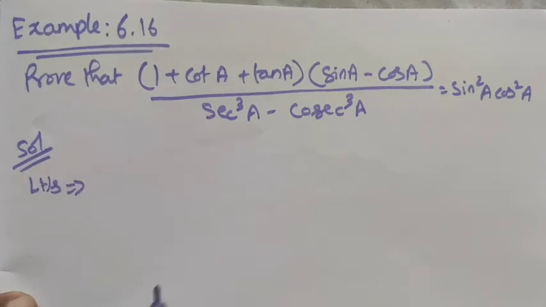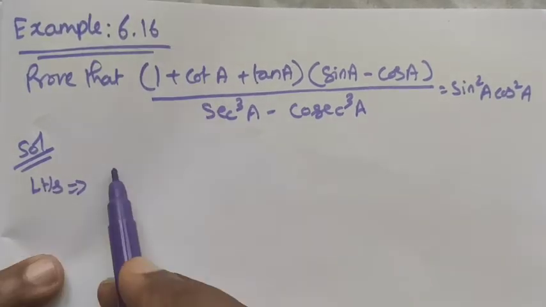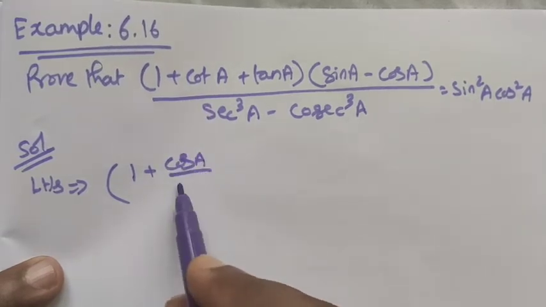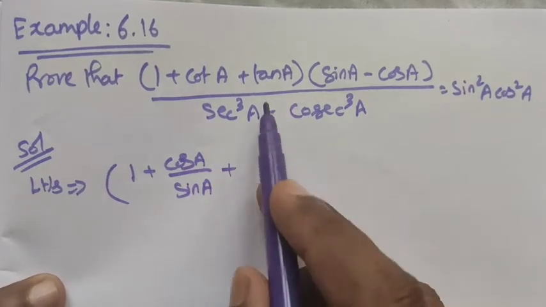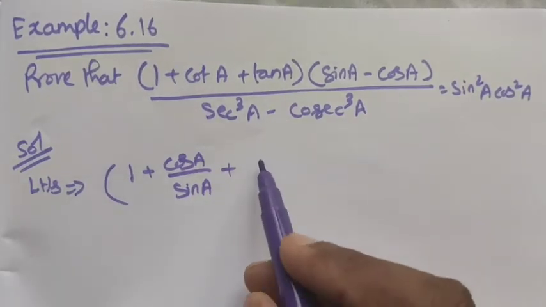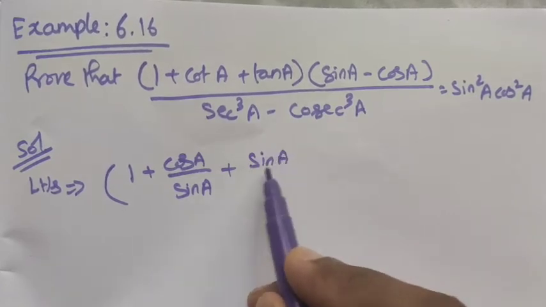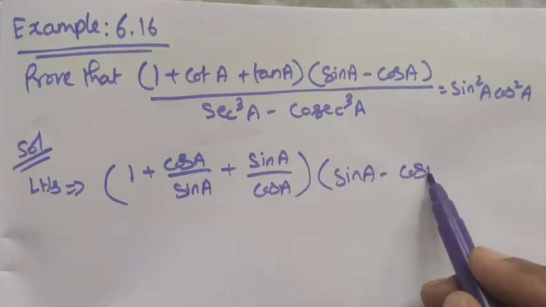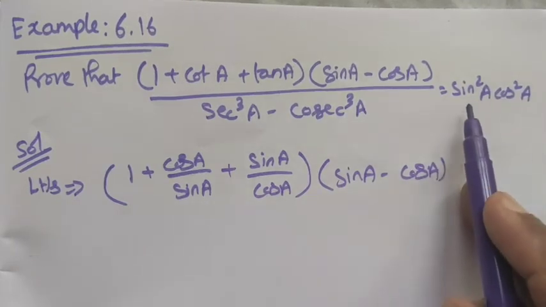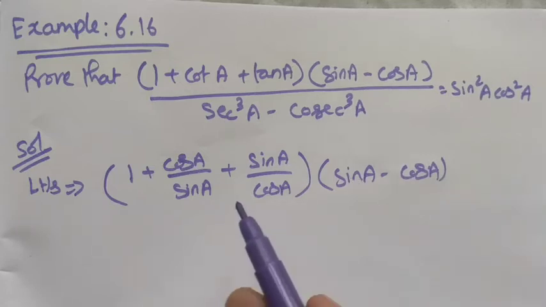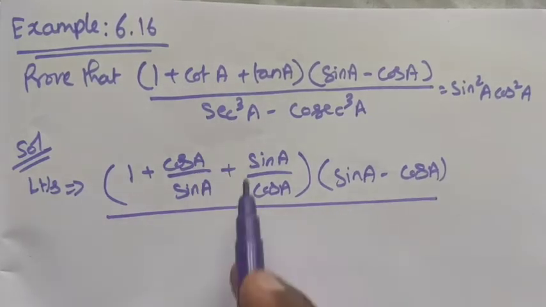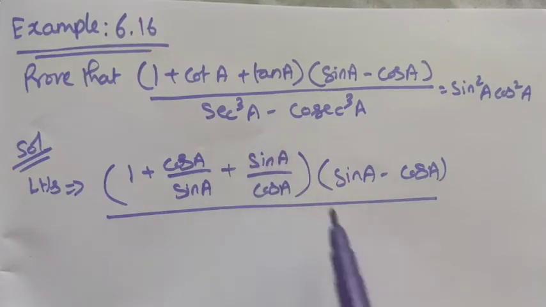The LHS is equal to (1 + cot A + tan A)(sin A − cos A). The cot can be written as cos A divided by sin A, and tan can be written as sin A divided by cos A, because on the RHS we have to prove sin and cos only. So I change all the ratios to sin and cos, divided by sec³A − cosec³A.